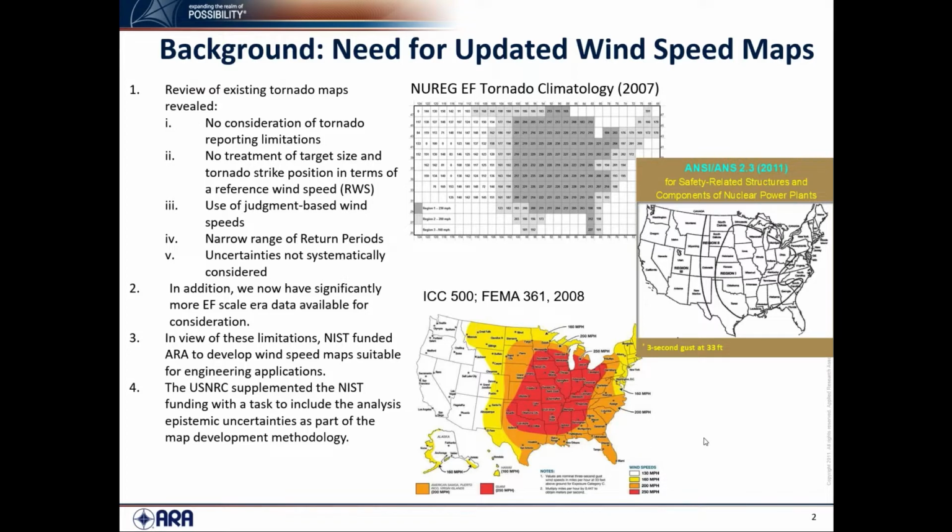And there was a map that was developed for design of storm shelters, tornado shelters. But all of those maps had some very significant limitations. They did not consider the limitations on tornado reporting or population bias or any of those factors. They did not consider the target size. As we'll see, the target size, the size of the building that's being impacted, is a very significant component. They did not systematically consider uncertainties.